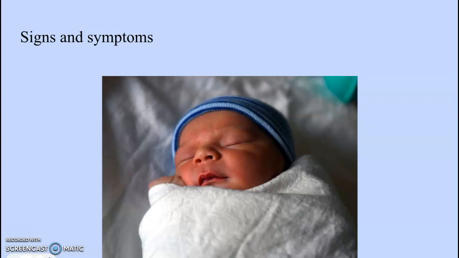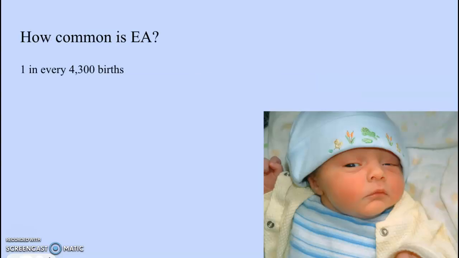When the baby is born and is looked over for birth defects, some signs of the birth defect will occur if it has EA. Some signs that the baby is born with EA are frothing at the mouth after feedings, vomiting, difficulty breathing, choking, or having blue skin. 1 in every 4,300 babies are born with EA here in the United States, so it is considered a rare birth defect.